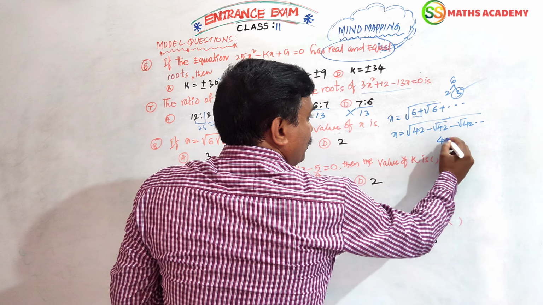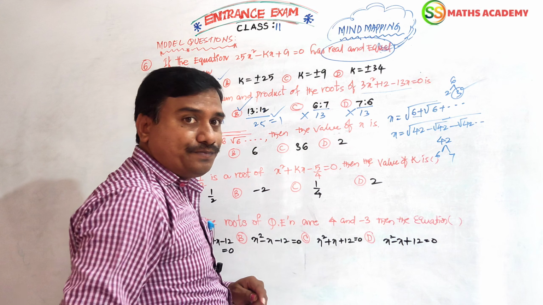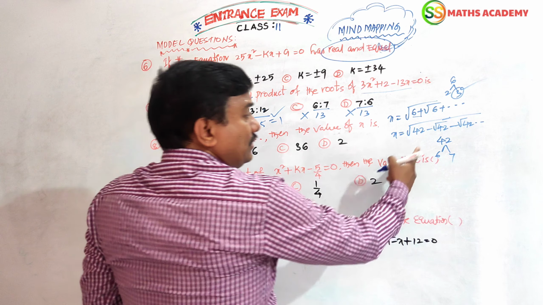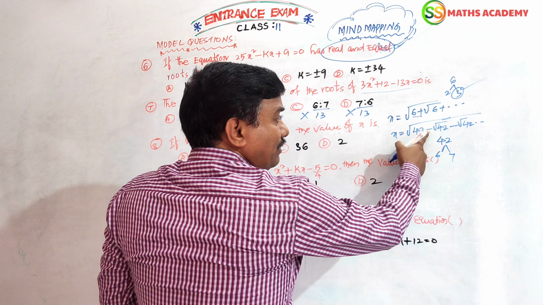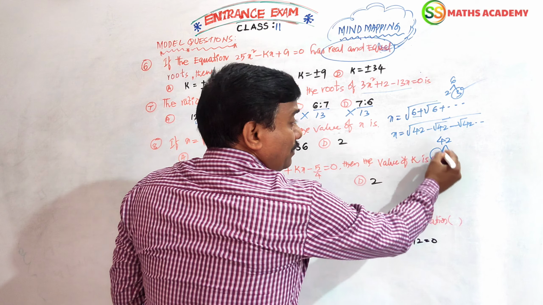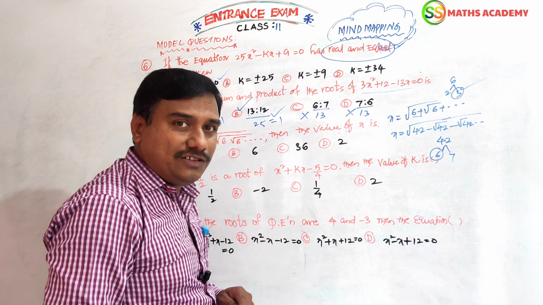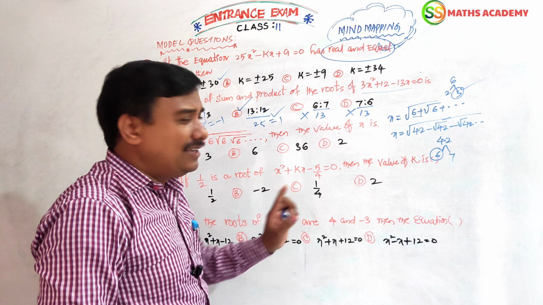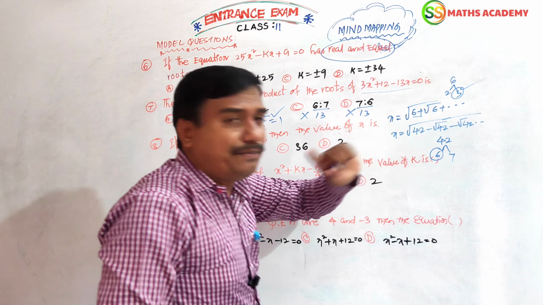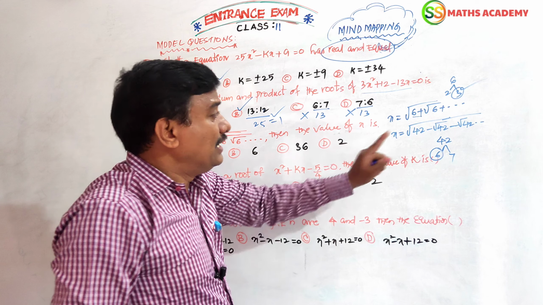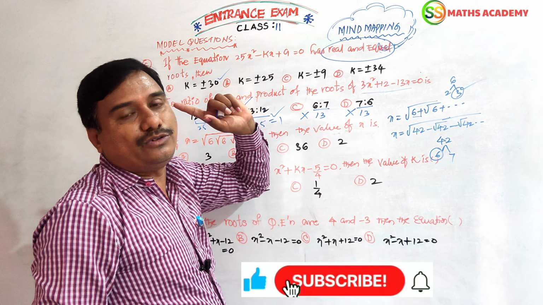Now 42. 6 7s are 42. Here minus will be there, so the small number is the answer. The small value is the answer. 6 is the answer. That's it. Here plus is there, big factor. Here minus is there, small factor. You can choose it.